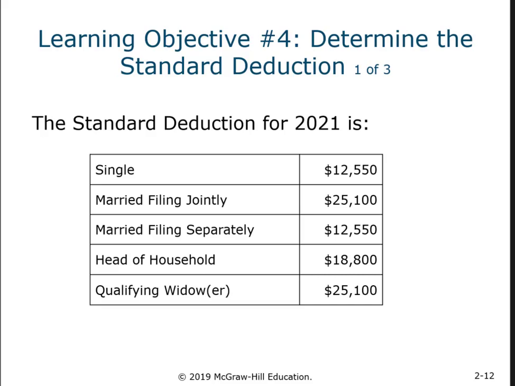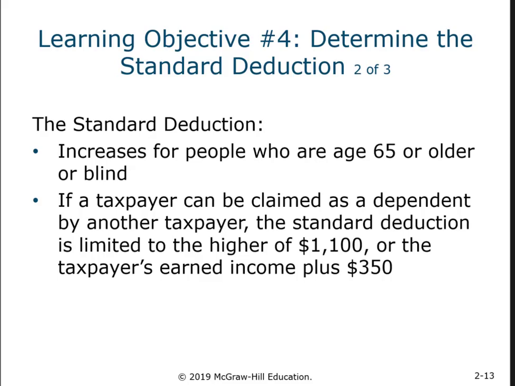But that's not the end of it. Once we've calculated that basic standard deduction, we also need to consider the possibility of an additional standard deduction that gets added on top. This is available for those who are 65 or older, or if they are considered blind under the tax law. That's an additional standard deduction, and we'll give you the amounts on the next slide. So that's one special situation.